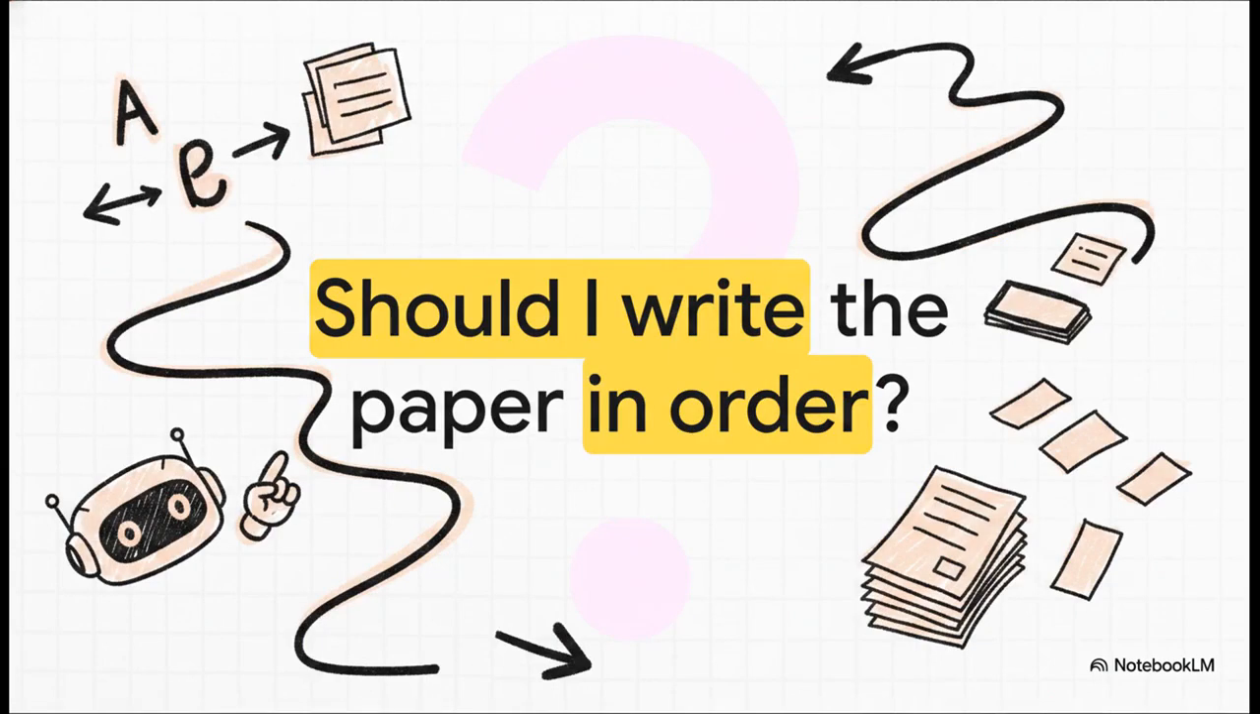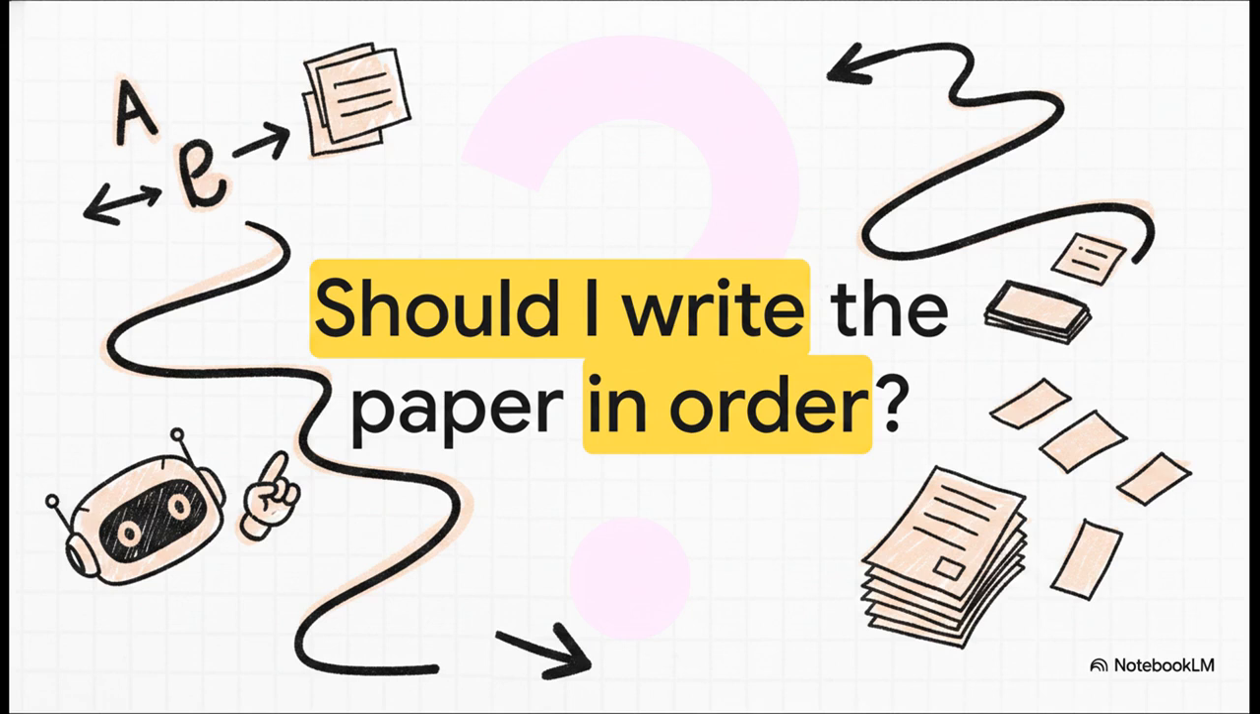So looking at this workflow, I have a very practical question, and I think it's one a lot of beginners really struggle with. Once I have my outline built, should I just write the paper in order, from start to finish? Like, do I write the introduction first and then just move down the list?